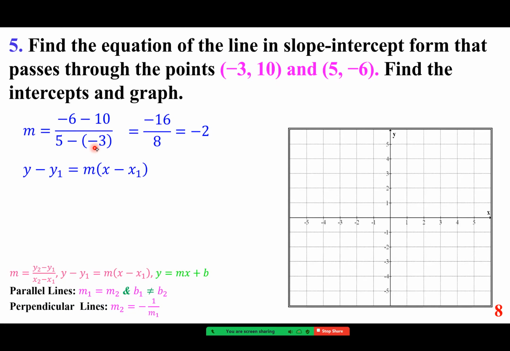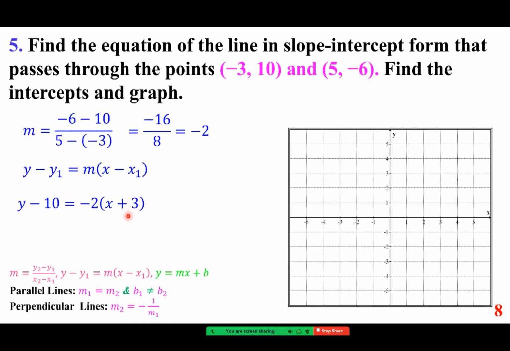We use y minus y1 equals m times x minus x1. So y minus, we use one of those points, either this one or that one makes no difference. So if you use this one, you get y minus 10 equals m, -2, times x minus -3, or plus 3. And if you use the second point, it looks different, but ultimately when you solve for y and put it in slope-intercept form, they become identical. Okay.